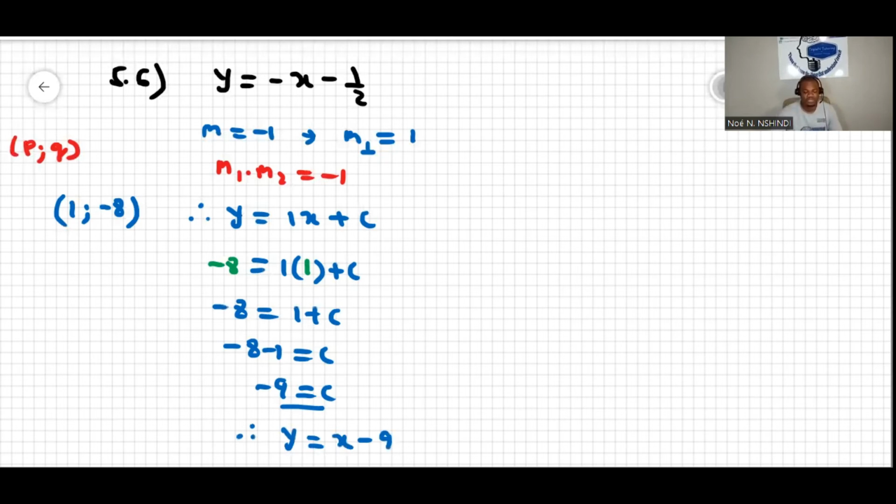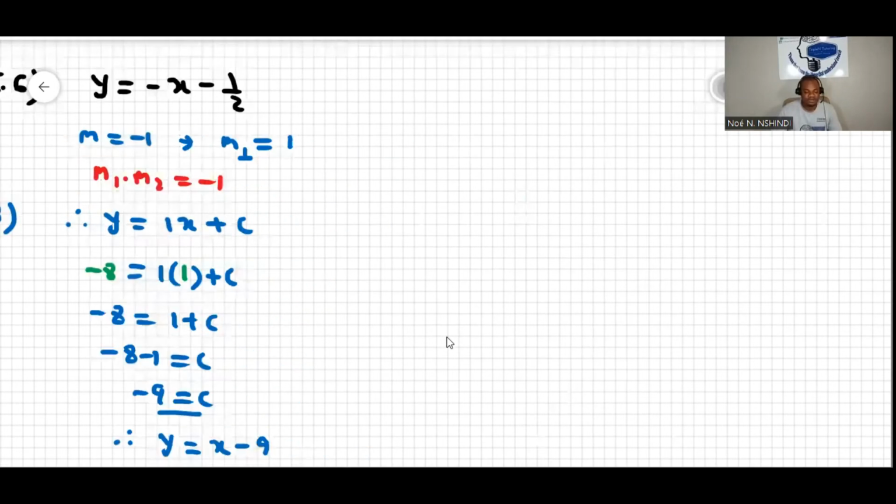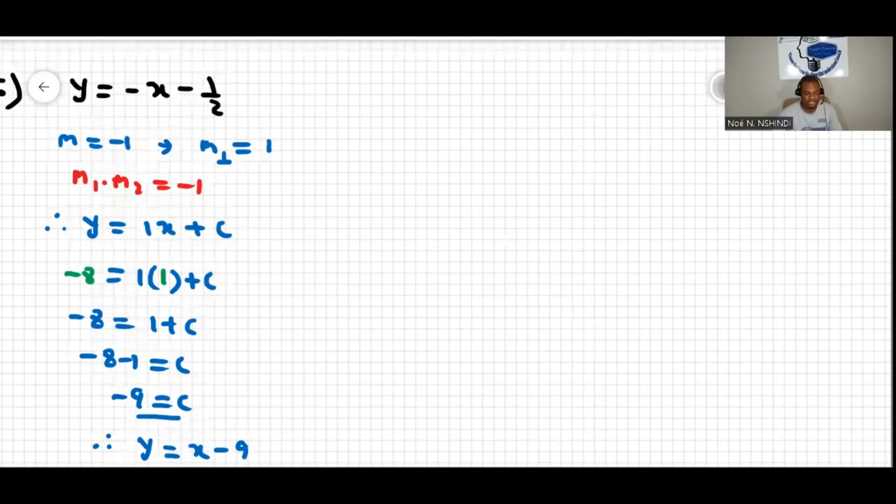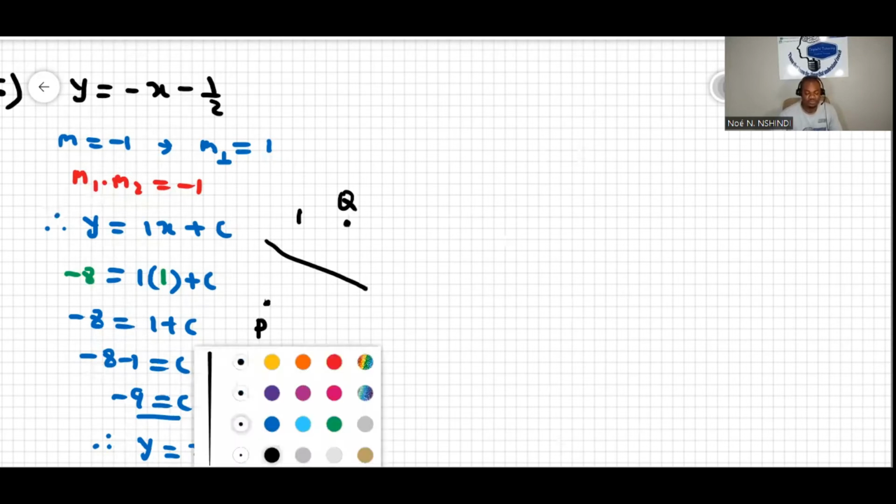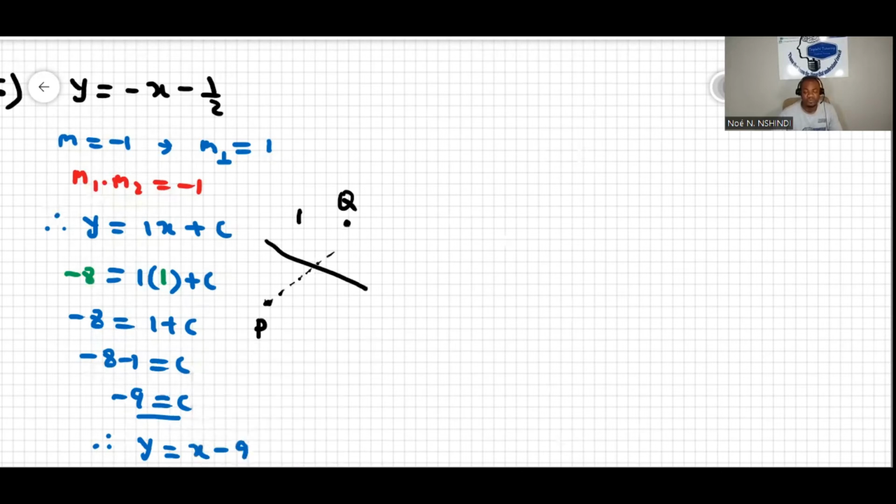Now let me draw a rough sketch here. Let's say that line was this, and then the point P somewhere there. Now I need to find the reflection of P in this line, meaning we need to find that point here, that's Q, the reflection of P. To do that, first we're going to find a line perpendicular to the symmetric line, and then we're going to find the intersection point here.